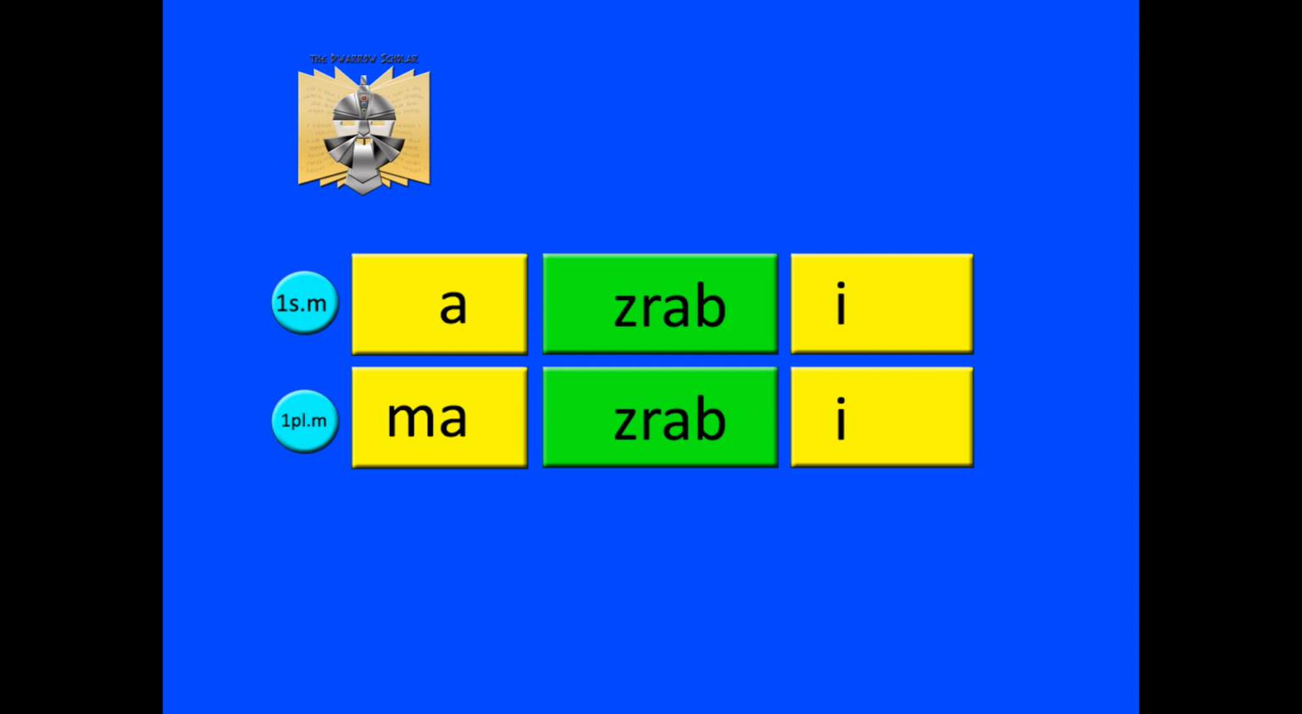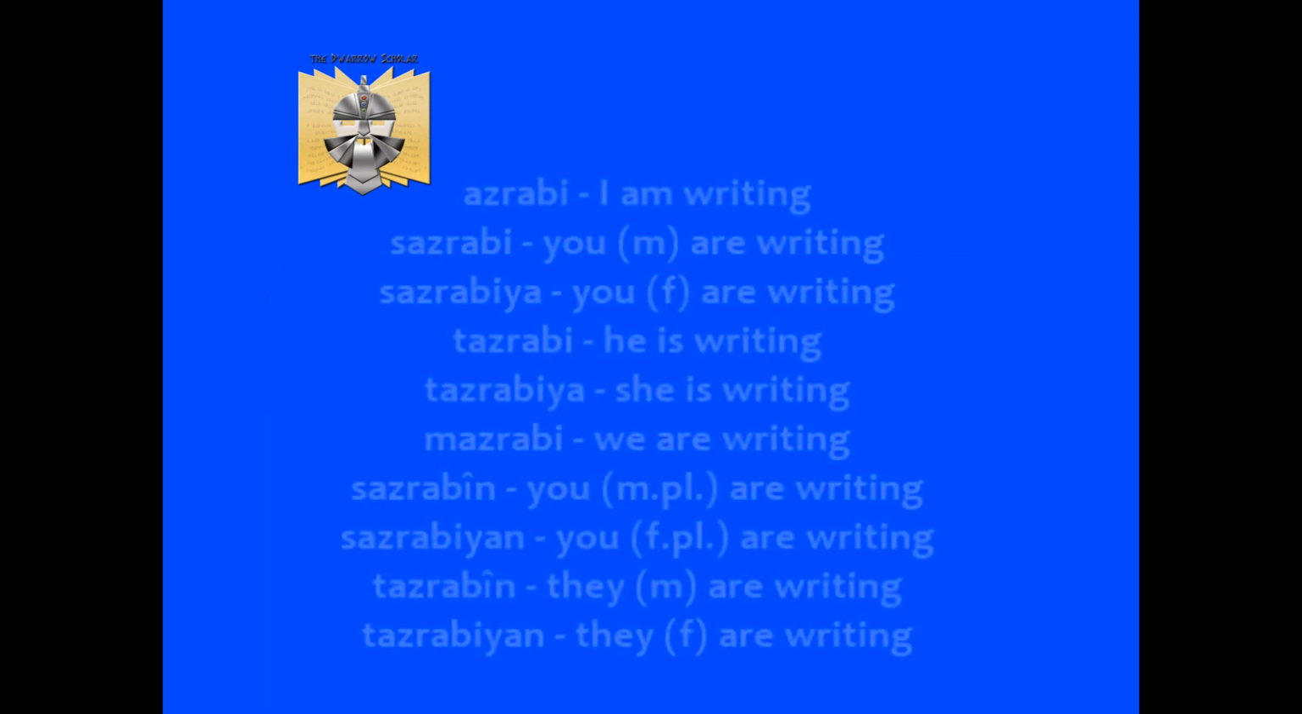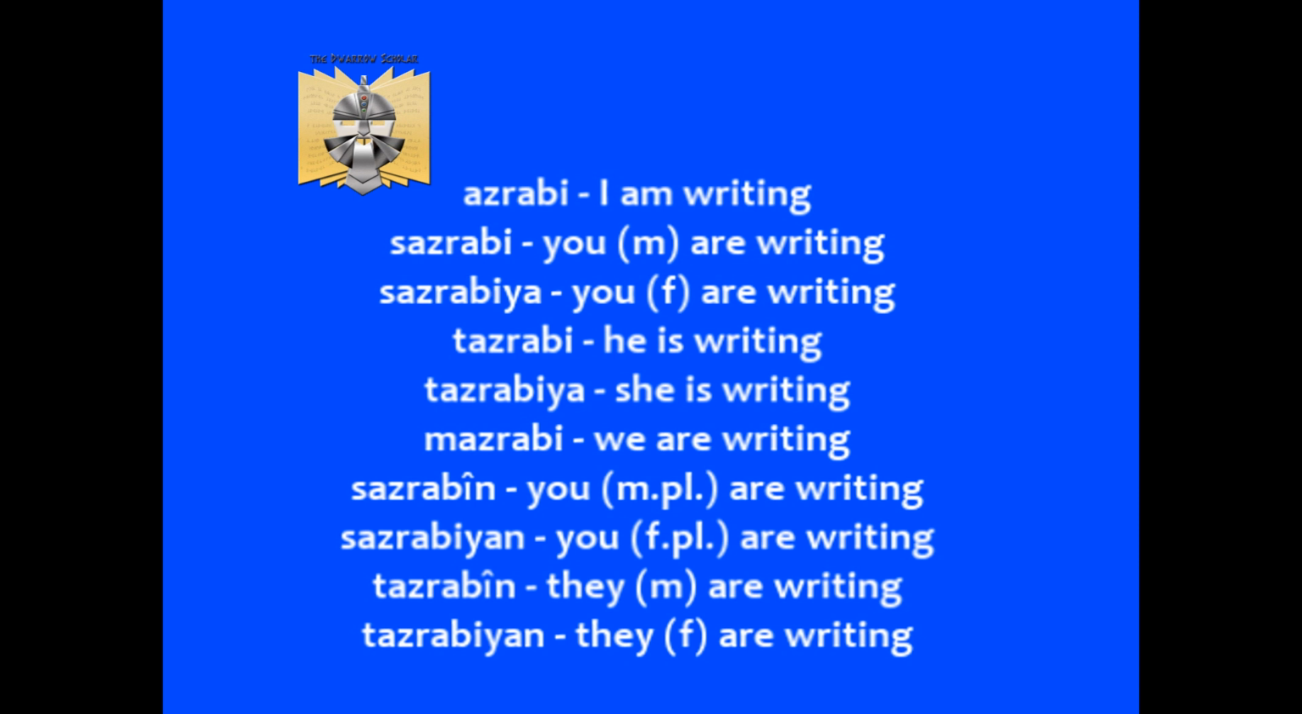Let us recap our verb to write in the imperfect once more. I am writing, azrabi. You, male singular, are writing, sazrabi. You, female singular, are writing, sazrabia. He is writing, tazrabi. She is writing, tazrabia. We are writing, mazrabi. You, male plural, are writing, sazrabin. You, female plural, are writing, sazrabian. They are writing, tazrabin, and, well, the male form to be exact, and they, the female form, are writing, tazrabian.